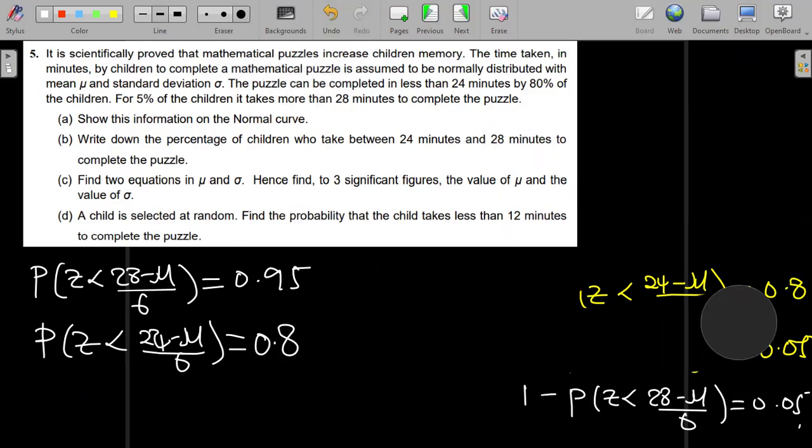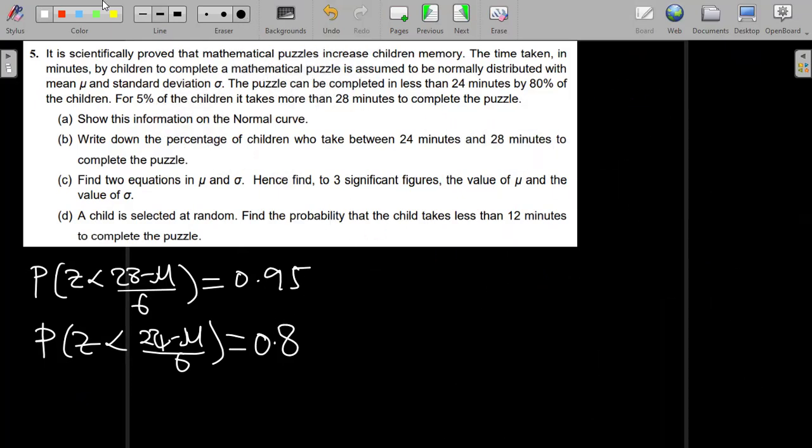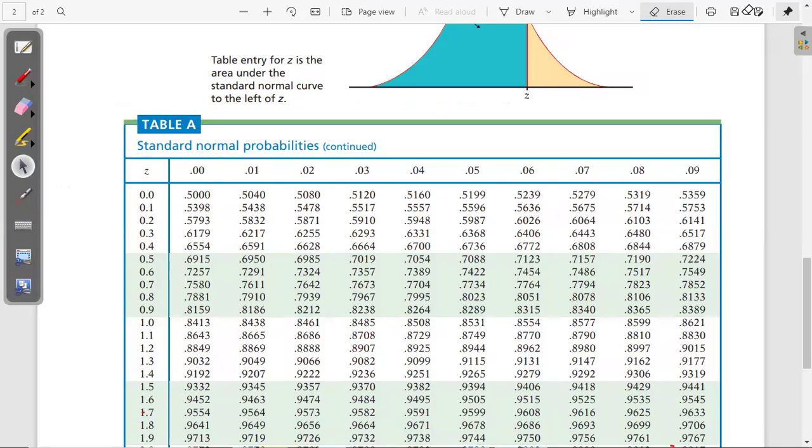Okay, so once we have these two now, we can find the equations. Because we want to find the equations in mu and sigma. So it means we have to find the value of this from the z-score table. So if my probability is 0.95, what is my value of this? If my probability is 0.8, what is my value of this? So let's start with the 0.95. Can we find it on this z-score table?